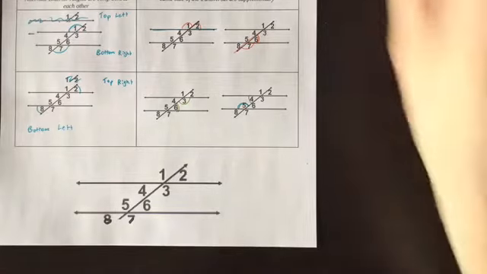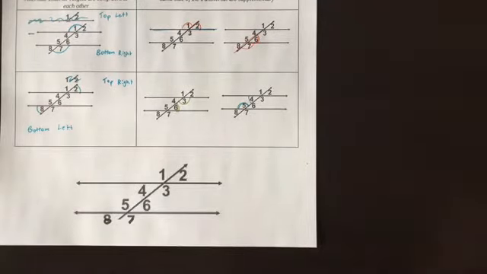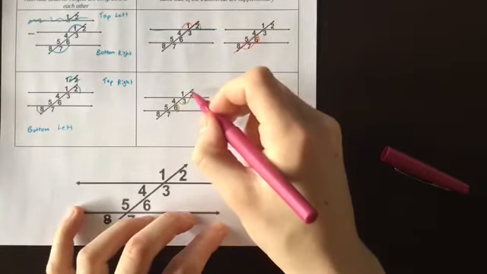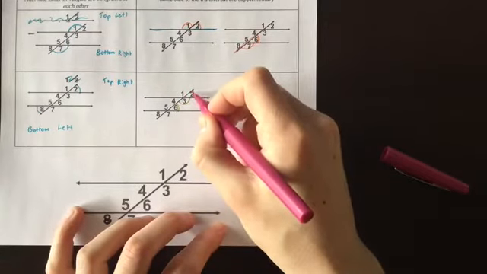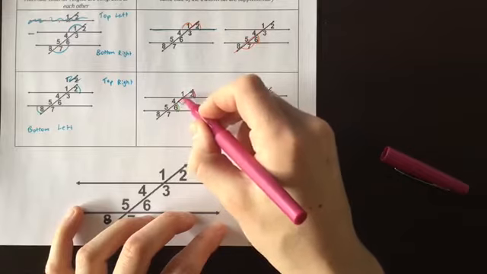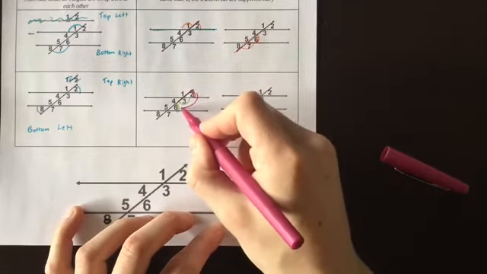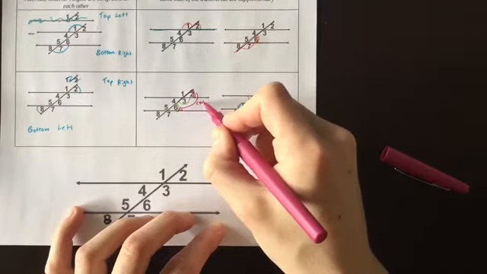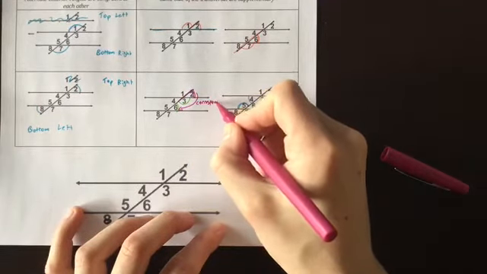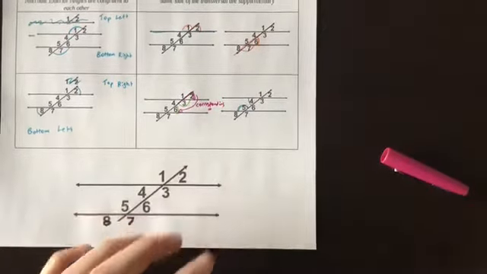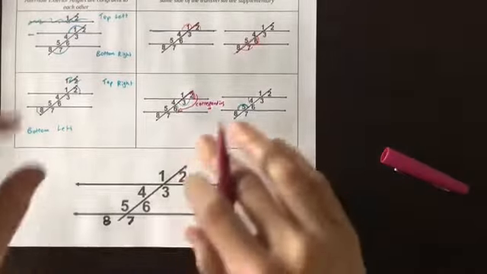And the reason these are supplementary is if we think about angle 3, you could probably tell pretty well that angle 3 is going to be supplementary with angle 2 because they make this straight line right here. So they'll add to 180. And then angle 2 and angle 6 are corresponding, so they are equal. So then angle 3 and angle 6 would also be supplementary.